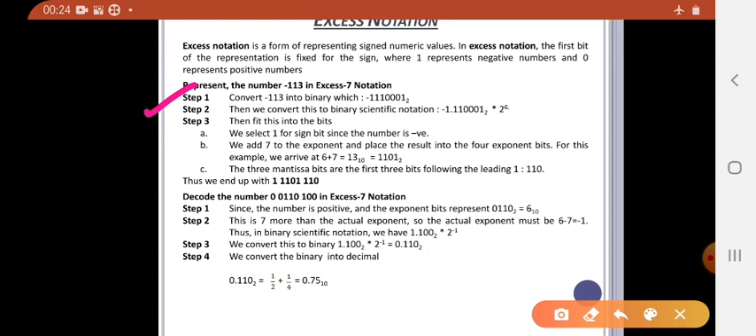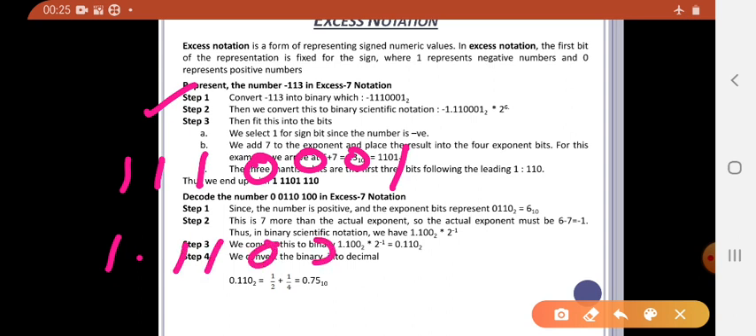And what is binary scientific notation form? I taught you in the previous lecture. In binary scientific notation form, we have to convert this number, 1110001, by placing the decimal after the first digit. Then 1.110001, and count 1 2 3 4 5 6, meaning times 2 to the power 6. So this is my conversion into binary scientific notation form.